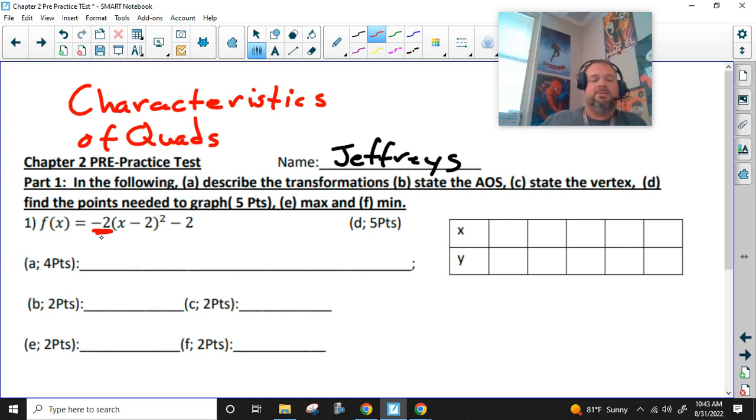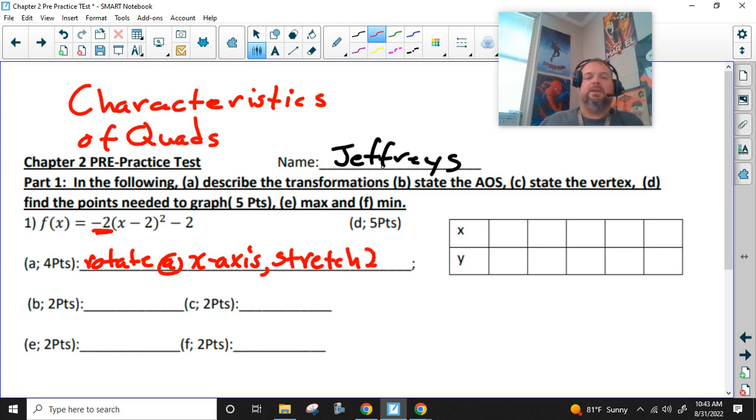Okay, so our A, we're supposed to describe, we have a rotate at the X axis. We have a stretch of 2. Now, because this is negative, our minimum, which is F, is going to be negative infinity. Now our H value is the opposite of negative 2. So we're going to go to the right 2.